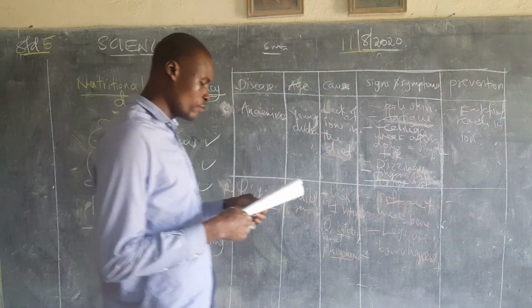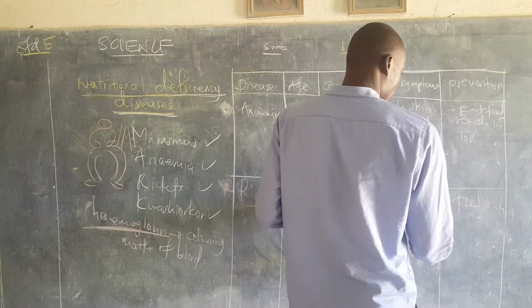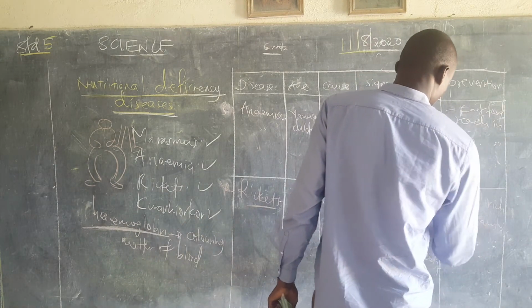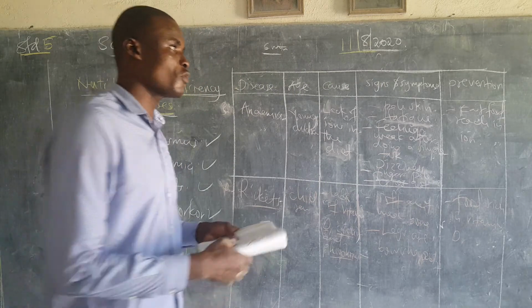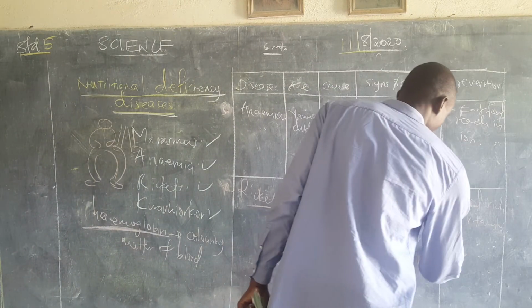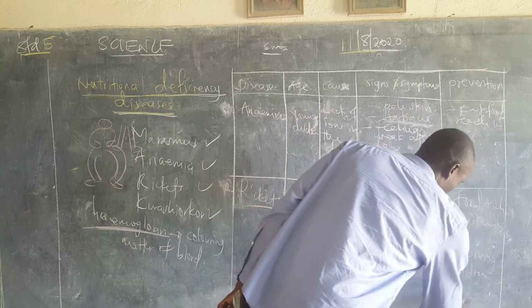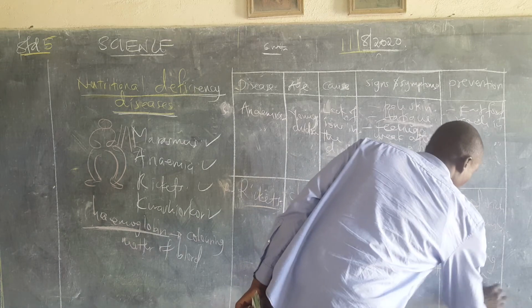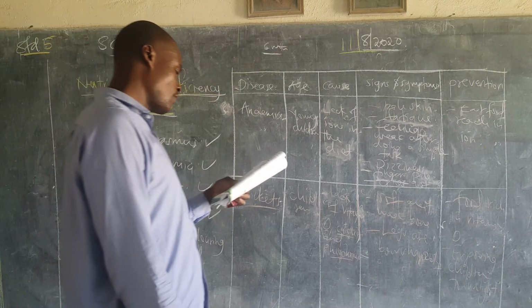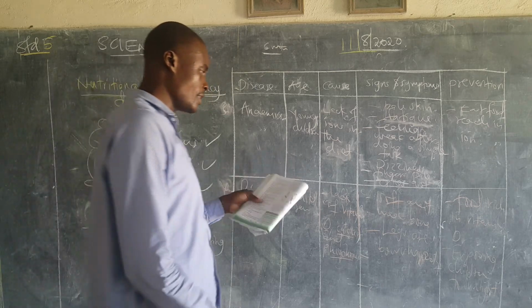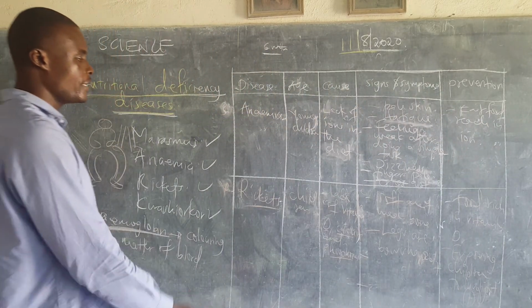We prevent this disease by taking food rich in vitamin D, such as green vegetables, milk, fish, and liver. We mentioned that. And then exposing children to sunlight can also help. Exposure to sunlight activates the synthesis of vitamin D in the skin. It accelerates the synthesis of vitamin D in the skin.